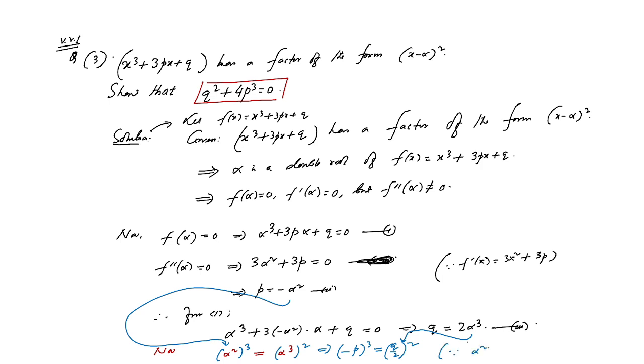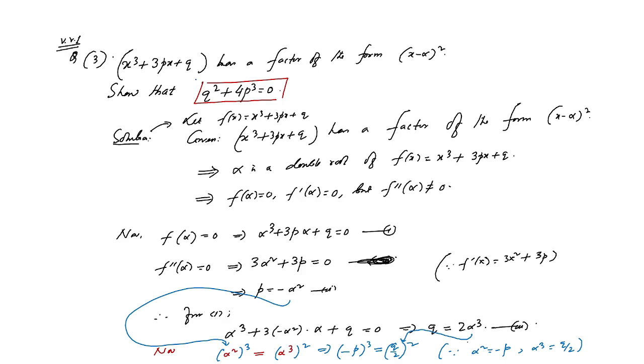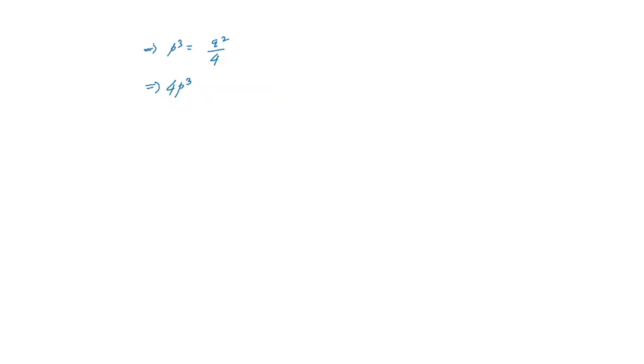We have taken the value alpha square equals minus p and alpha cube equals q by 2. So what should be the result? Minus p cube equals q square by 4. That means 4p cube plus q square is equal to 0. So this is proved.